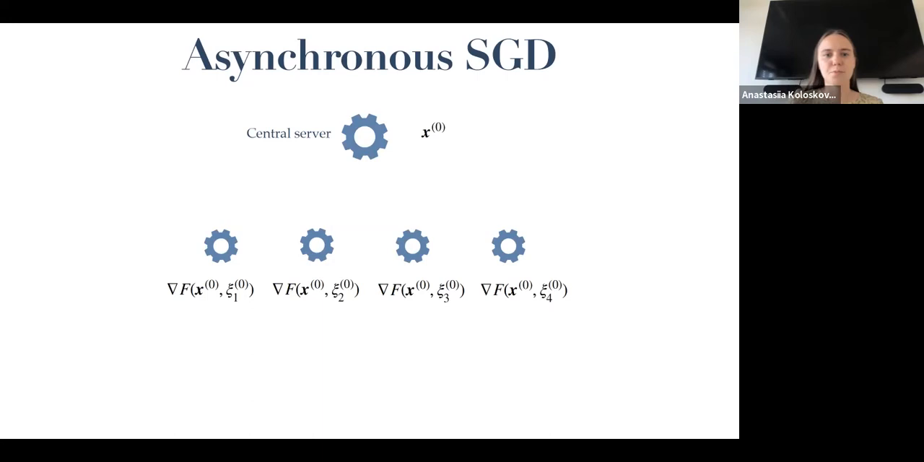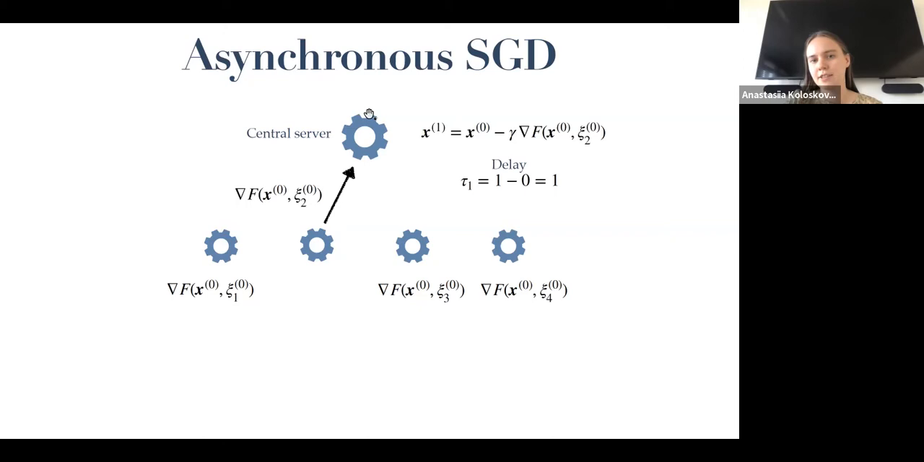So it starts similarly. We start from some iterate x0, and every node samples its own data points and computes stochastic gradients. But now we don't wait until all the workers finish. Once some of the workers finish computing, they send this gradient to the central server, and the central server immediately applies this update. We define the delay of this update to be the iteration where you apply minus the iteration at which your gradient was computed. So in this case, it's equal to one.